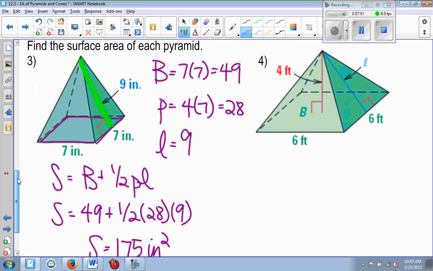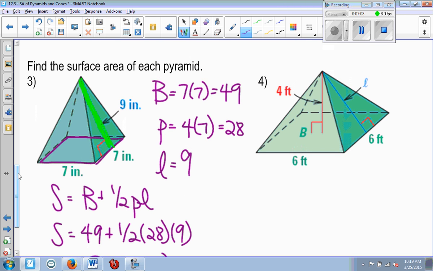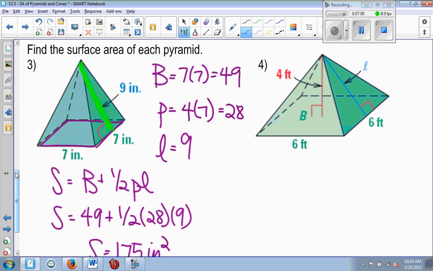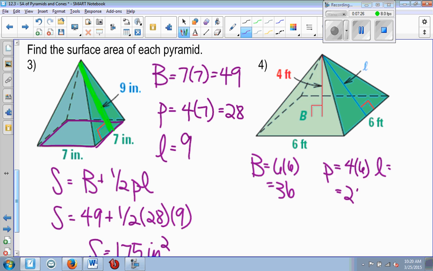In the next problem, we're going to identify the same 3 things. We've got to identify the big B, the P, and the L. So if you notice the B, it's a square-based pyramid again. So 6 times 6 is going to give me a big B of 36. It's got 4 sides along the base, and they're all 6. So 4 times 6 is going to give me 24 as the perimeter.